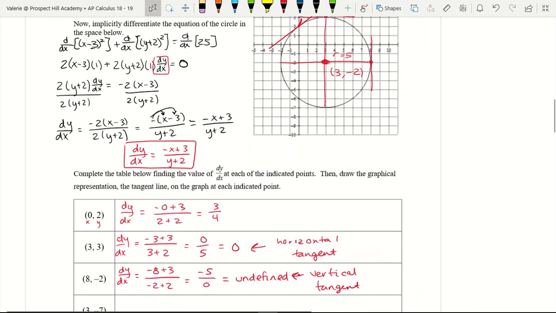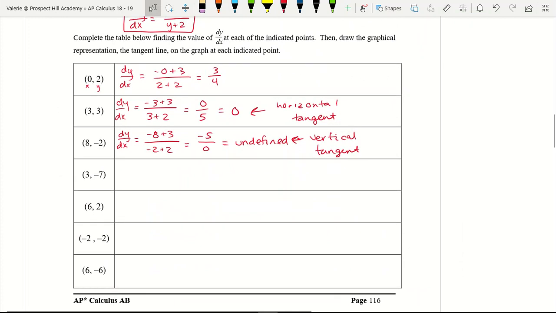Okay. What I want you to do is complete the rest of this table. There are 4 more points. Identify if they're vertical tangents or horizontal tangents, and also sketch those tangent lines on your circle.